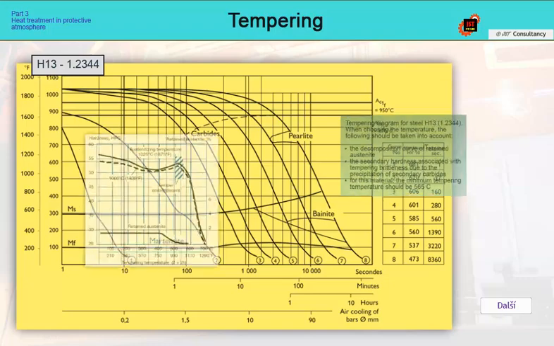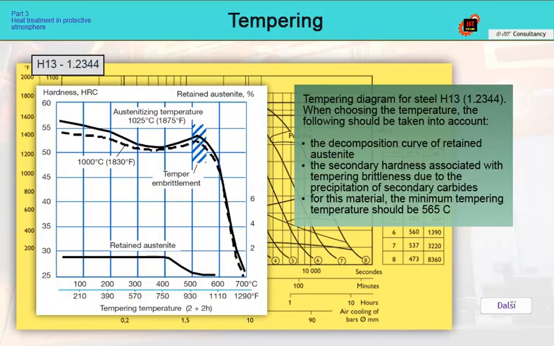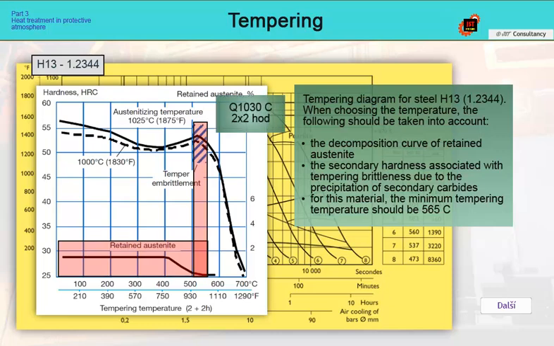This tempering diagram is for hot work steel type H13, 1.2344, and also shows the portion of retained austenite in the steel and the tempering brittleness area. The diagram was prepared for 2 temperings, each with a holding time of 2 hours at the tempering temperature. Both data must be taken into account.